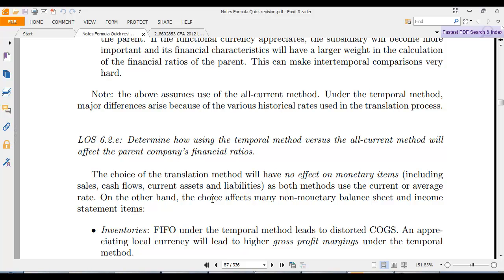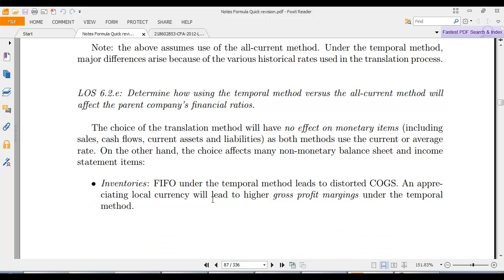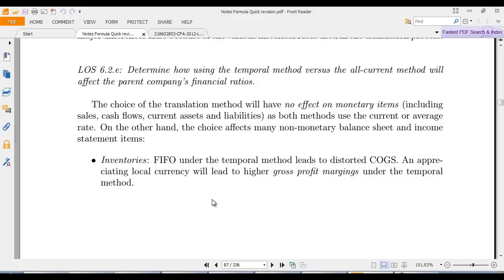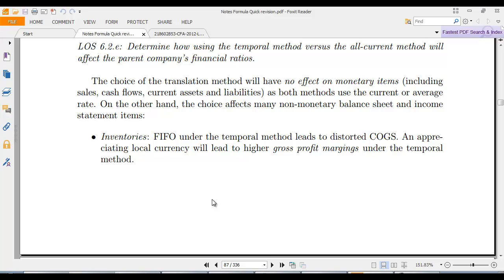Under the temporal method, major differences arise because of the various historical rates used in the translation process. Describe how the temporal method versus the all current method will affect the parent company's financial ratios. The choice of translation method will have no effect on the monetary items including sales, cash flow, current assets, and liabilities, as both methods use the current or the average rate. On the other hand, the choice affects non-monetary balance sheet and income statement items.